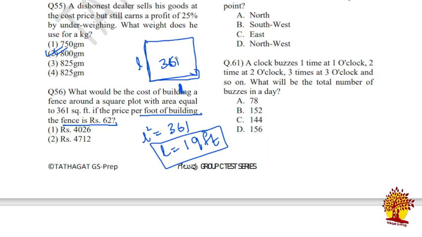Then what will be the perimeter? 4L will be the perimeter. 19 into 4, and the charge per foot is 62. 19 into 4 into 62 is 4712. 4712 is the right answer.